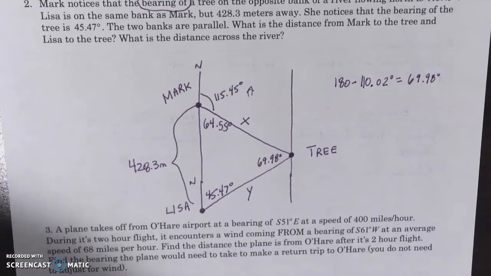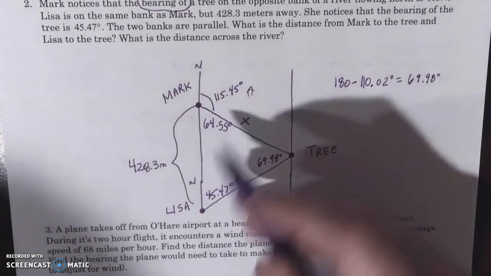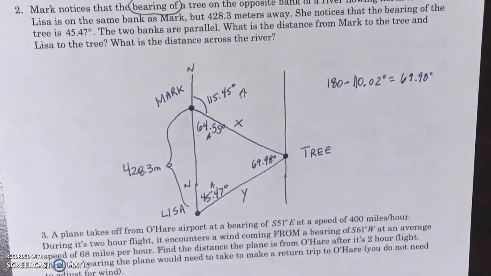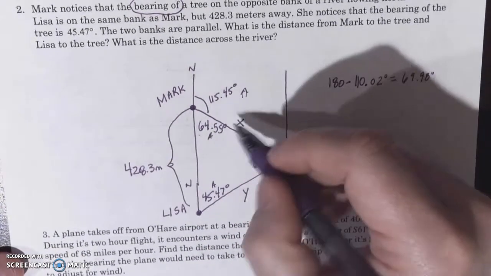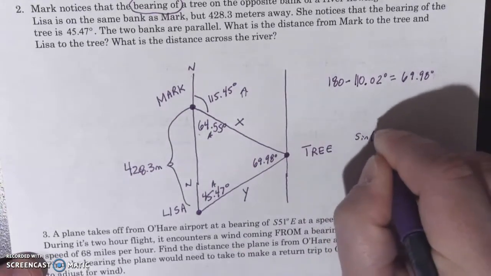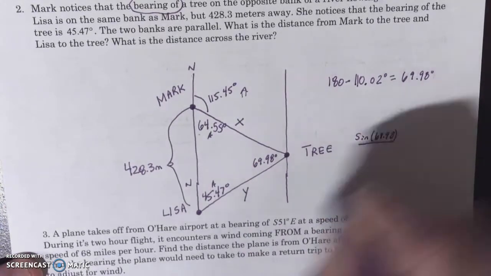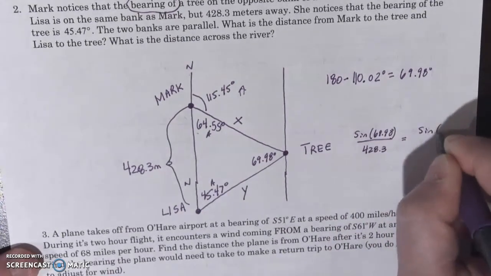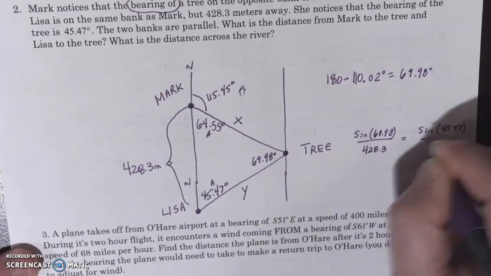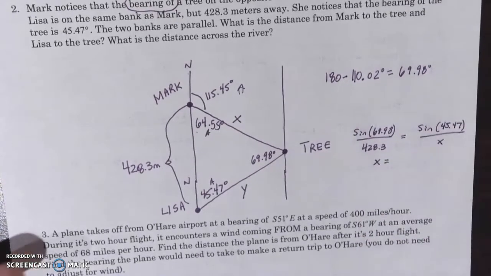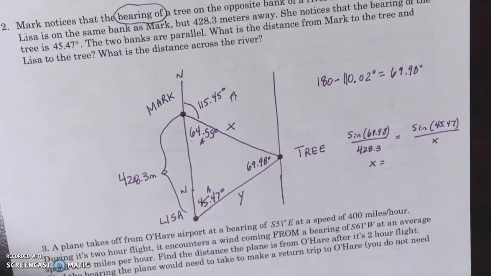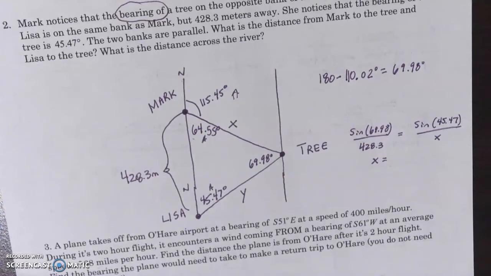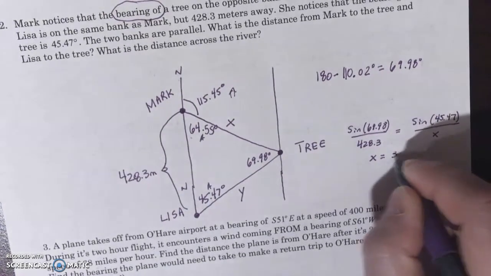And now we're going to use law of sines. We were given an angle, side, angle case. Angle, side, angle. We know that leads to law of sines. Let's set up our proportion. To solve for x, we're going to do sine of 69.98, sine of an angle over its opposite side, 428.3, equals sine of 45.47 all over x. We cross multiply, we divide. And putting that into the calculator, x equals 324.97.